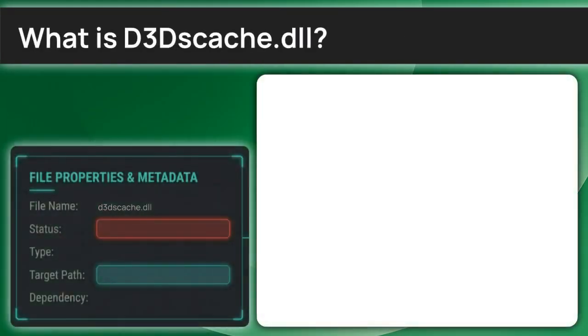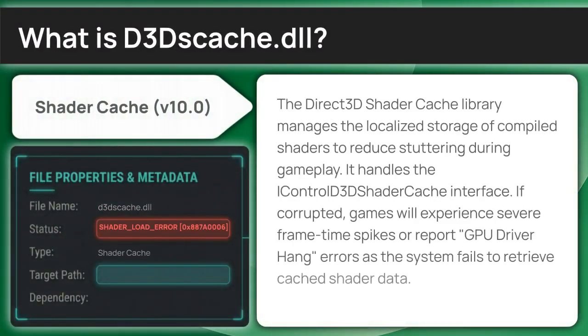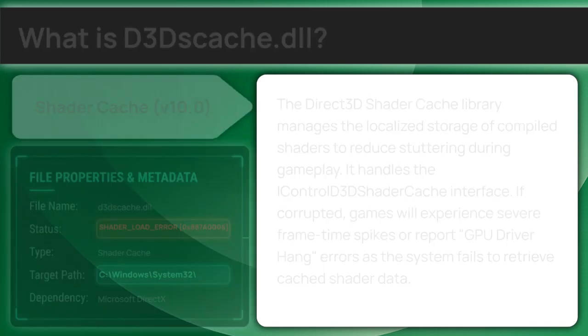This is the Direct3D shader cache. It manages the localized storage of compiled shaders to reduce stuttering during gameplay. It handles the iControl D3D shader cache interface. If corrupted, games will experience severe frame time spikes or report GPU driver hang errors as the system fails to retrieve cached shader data. Since we've covered what this file is, let's move to the primary fix.